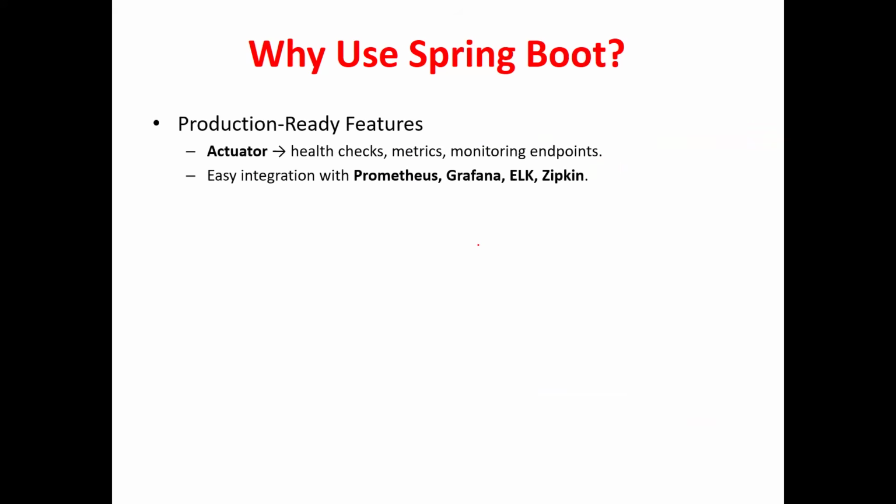Production ready features means health checks. Even when you deploy your application into a cloud environment, without this concept we cannot deploy any cloud service at all. One of the features we need to enable in our Spring Boot is called Actuator, and it easily integrates with Prometheus, Grafana, ELK, Zipkin, all the tools. It will be integrated with the Actuator mainly for monitoring your application and the health of the application. Your application is running or not, using this feature we can do that activity.